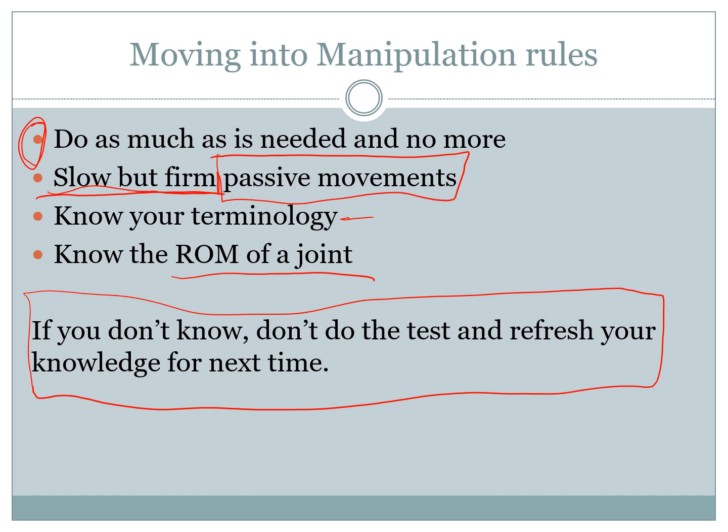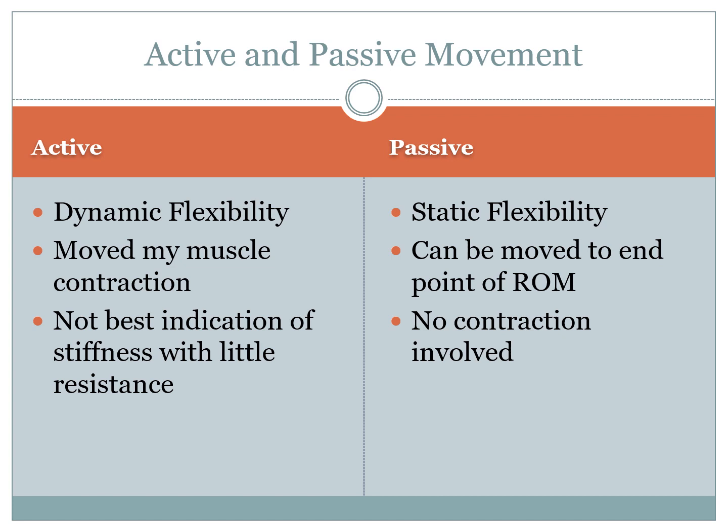When we're dealing with active and passive movements, we first of all let the patient do active movements, and this is what's known as dynamic flexibility. So this is how much the person can move as a result of muscle contraction. So it's not the best indication of whether or not there's stiffness because there's really little resistance in it. The person's just moving their own joints.